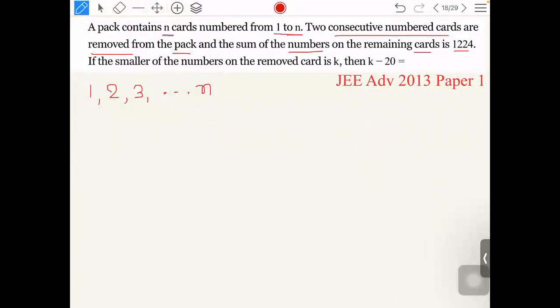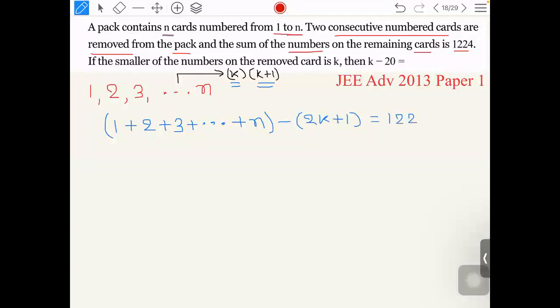Two consecutive cards are removed. So one card, let's suppose the removed card is K, and the other card is K plus 1. These two cards are removed. So sum of these cards must be 1 plus 2 plus 3 up to n. Summation must be equal to 1 plus 2 plus 3 up to n. But we have removed two cards, numbering K and K plus 1. So subtract it, 2K plus 1. This is given to us 1224. In the information, this is given to us 1224.